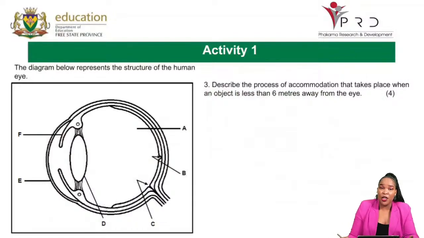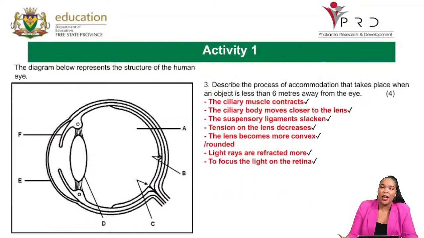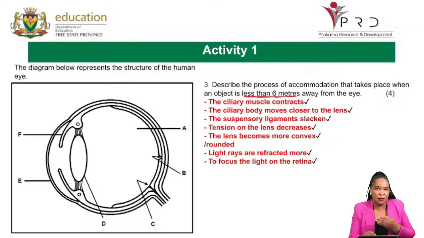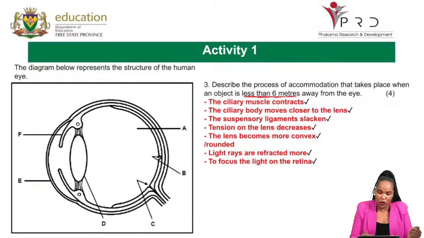Right. I hope you did write the letters as I asked you before, because they play a very important role here. So let us take a look at what happens when an object is less than 6 meters away. You must take note of that in the question. When they say less than 6 meters away, what does that tell you? It means it is near. So what happens to the parts that we spoke about?